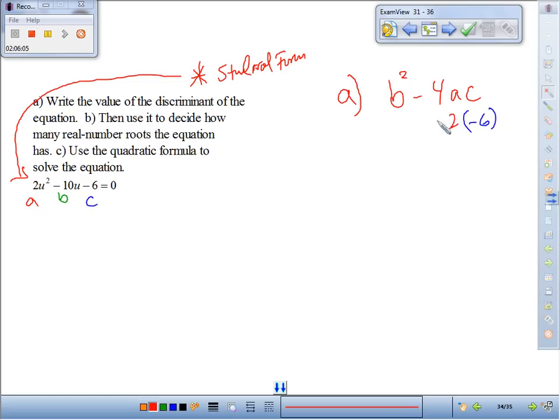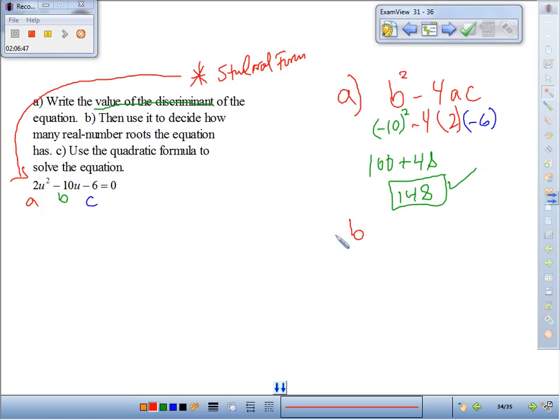A is 2. Bring down the negative 4. And B is negative 10 squared. Okay, let's simplify this. Negative 10 squared is what? 100. Negative times a positive. Negative times a negative. 4 times 2 is 8 times 6, that's 48. So therefore this is 148. This is A. That's the value of the discriminant. 148. Are we there?